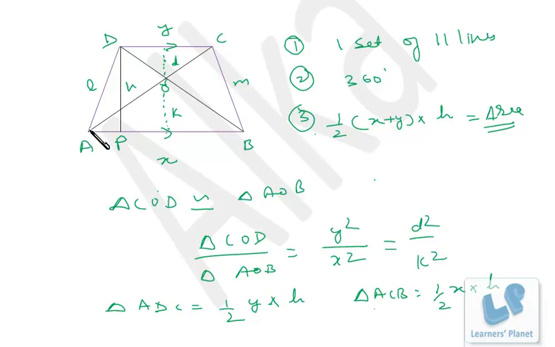Similarly, if we see triangle ADC and triangle BDC, in this case the base is DC and the height is H only. So in this case also the area of triangle ADC will be equal to the area of triangle BDC. So these are the basic properties of triangles formed inside the trapezium by the intersection of diagonals.